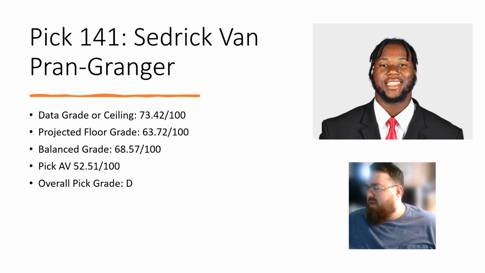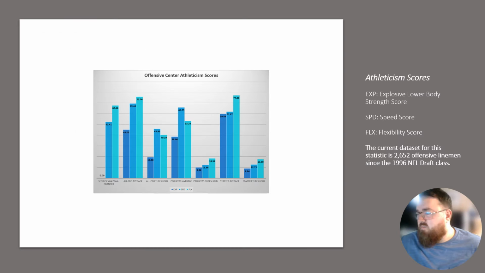Based on his data grade, he had a 73.42 overall ceiling grade, 63.72 in terms of his floor, a balance grade of 68.57 out of 100, and his average AV for his selection is 52.51, with an overall pick grade of a D in terms of his data. Taking a look at the other aspects of him in terms of athleticism traits, he had a 52 percentile speed score with a 67 percentile flexibility score.